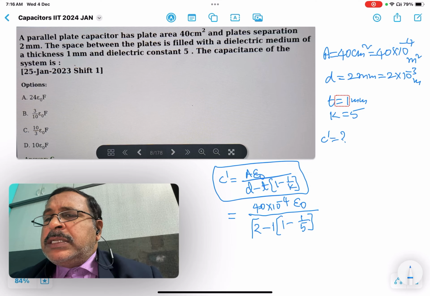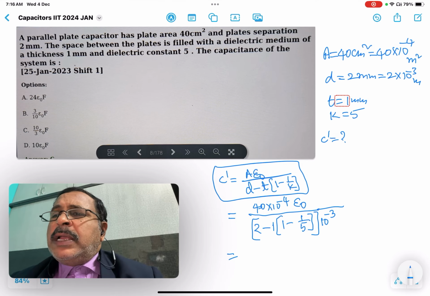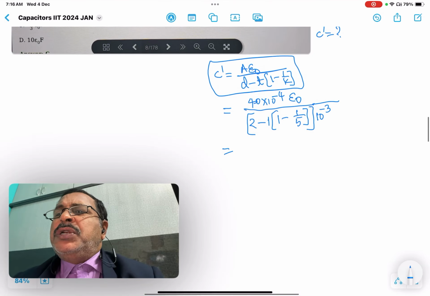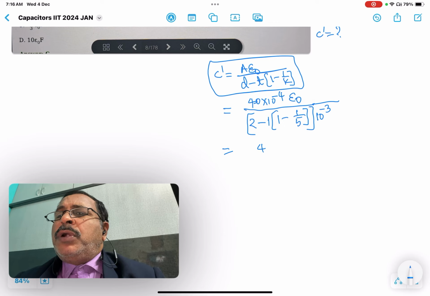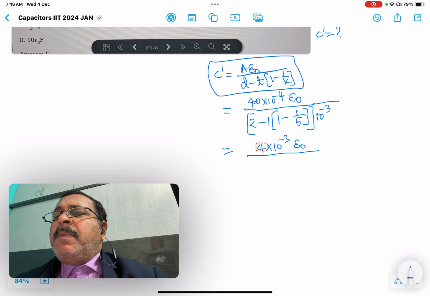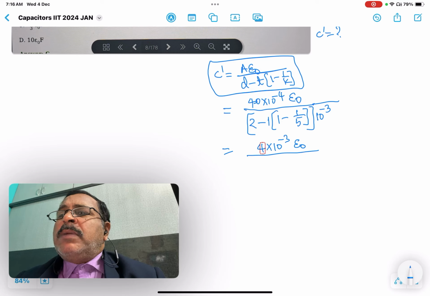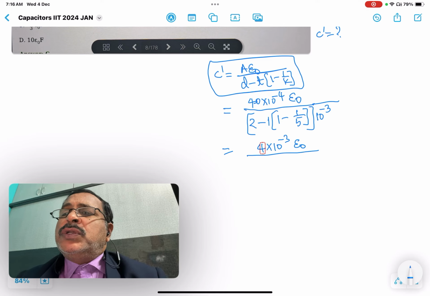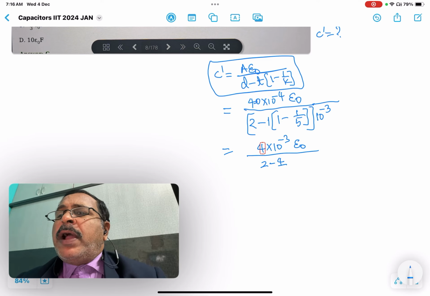For all these are millimeters, that's why 10 power minus 3. Now let us do the calculation. Calculation everybody can do, okay? So 4 into 10 to the power of minus 3 epsilon naught divided by 2 minus 1 minus 0.1 by 5, that is 4 by 5. So 2 minus 4 by 5.